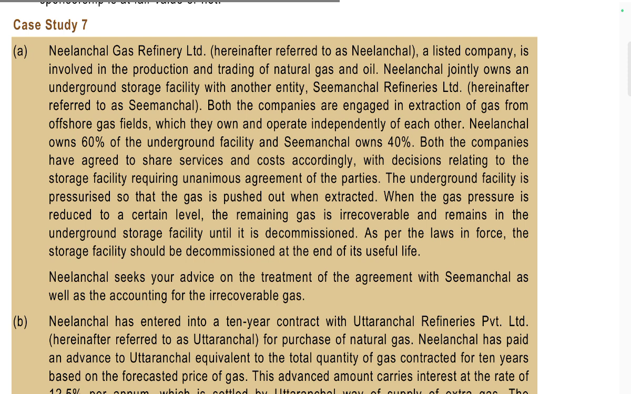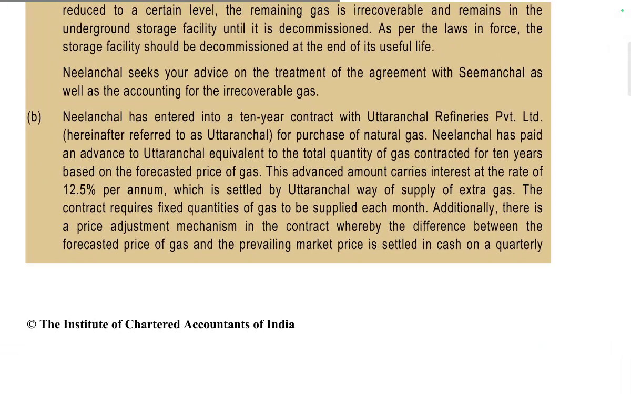Neelachal seeks your advice on the treatment of the agreement with Seamanchal as well as the accounting of this irrecoverable gas. Neelachal has entered into a 10-year contract with Uttarakhand Refinery Limited for the purchase of natural gas. Neelachal has paid an advance to Uttarakhand equivalent to the total quantity of gas contracted for 10 years, based on the forecast price of gas.